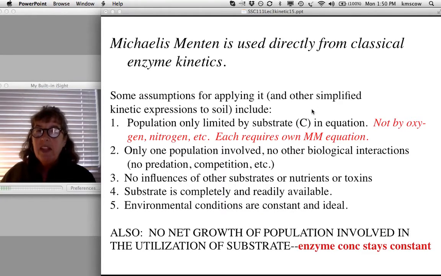Okay, another thing, because we're looking at essentially enzyme kinetics here. Remember, I said we're applying enzyme kinetics to an actual organism. So there can be no net growth of the population involved. Remember, this rate is per cell density or per biomass of organisms, and that cannot change over time. The organisms are not allowed to grow in Michaelis-Menten equations. Okay, that enzyme concentration stays constant.